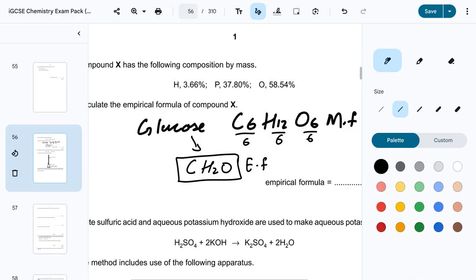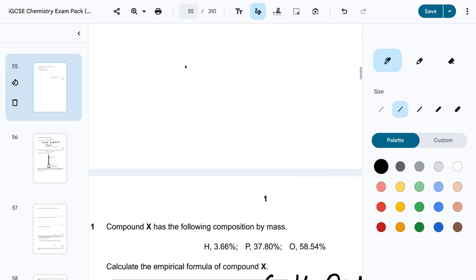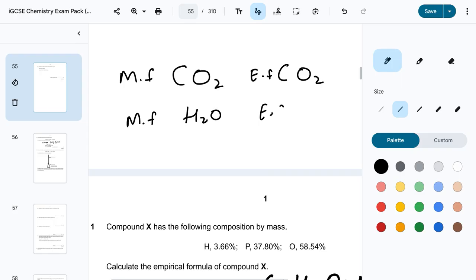But sometimes the molecular and the empirical formula are the same. For example, the molecular formula of carbon dioxide is CO2, and the empirical formula of carbon dioxide is also CO2, because you cannot make it any simpler. In the same way, the molecular formula of water is H2O and the empirical formula of water is also H2O. Keep it in mind. Sometimes students get stuck and think it should be different. No, sometimes it will be the same.